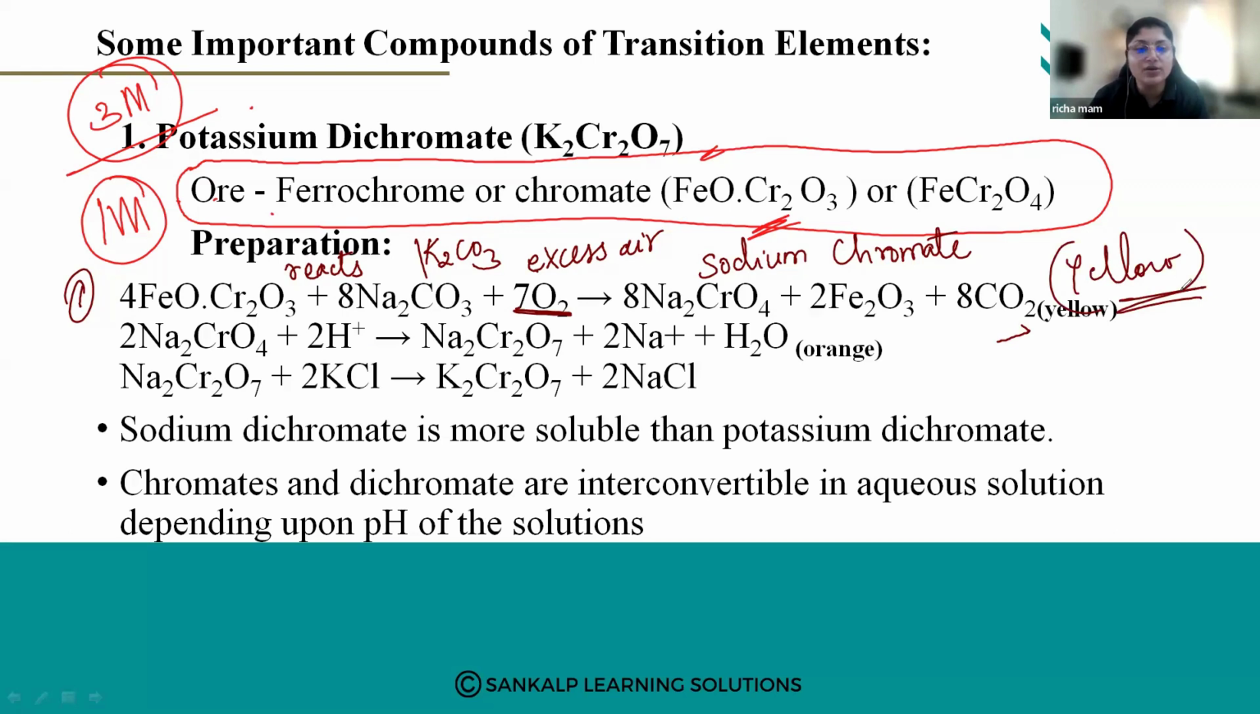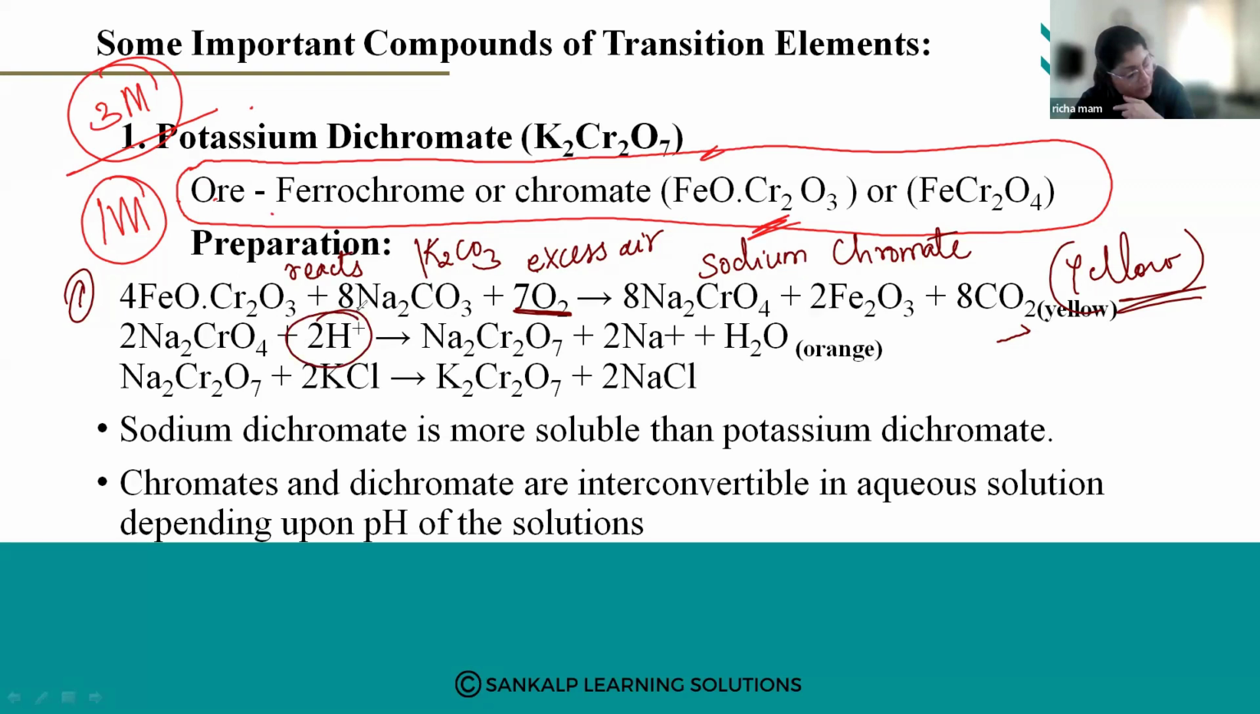Now, this yellow color solution is due to the sodium chromate. What are we going to do with the yellow sodium chromate solution? We are going to filter it using filter paper, and to the filtrate we obtain, we are going to add the acid. Which acid? We can add any acid.